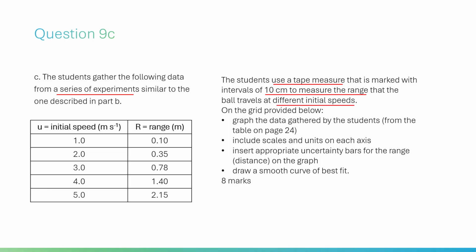On the grid provided below, graph the data gathered by the students from the table on page 24. Include scales and units on each axis. Insert appropriate uncertainty bars for the range, distance, on the graph. Draw a smooth curve of best fit. 8 marks.